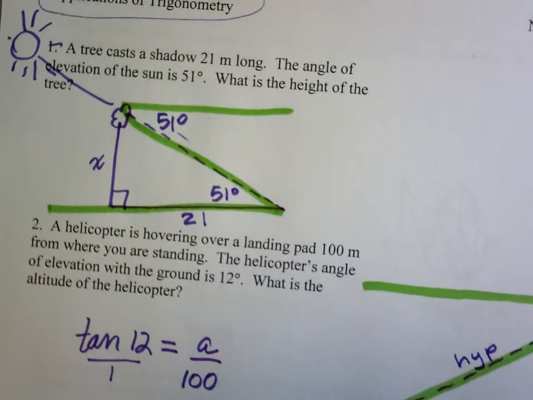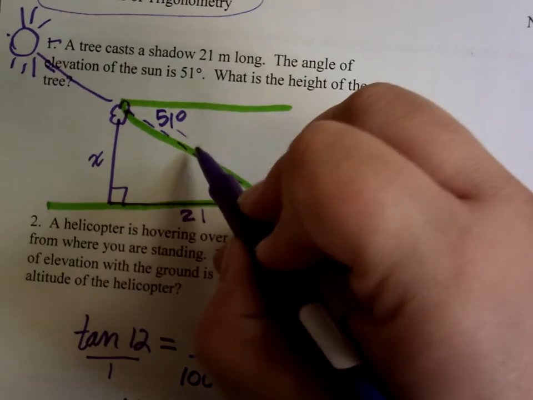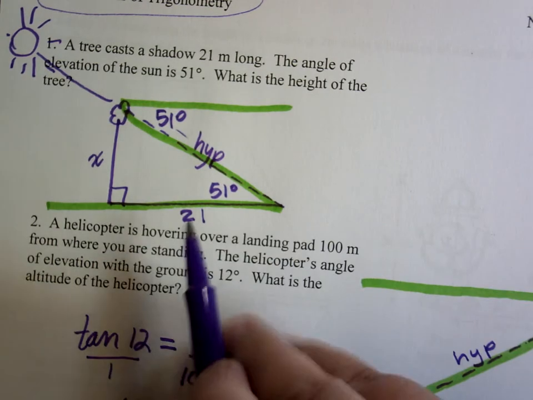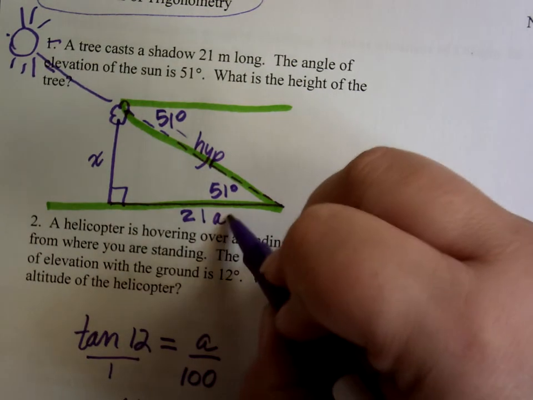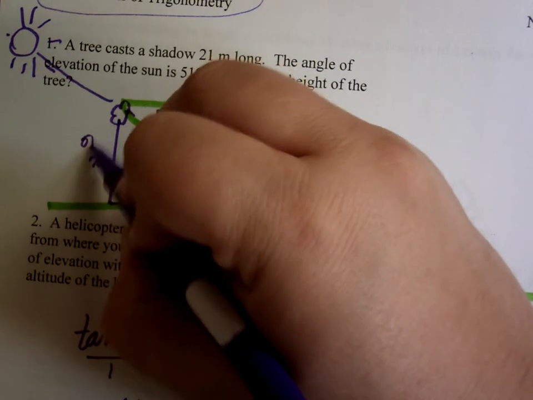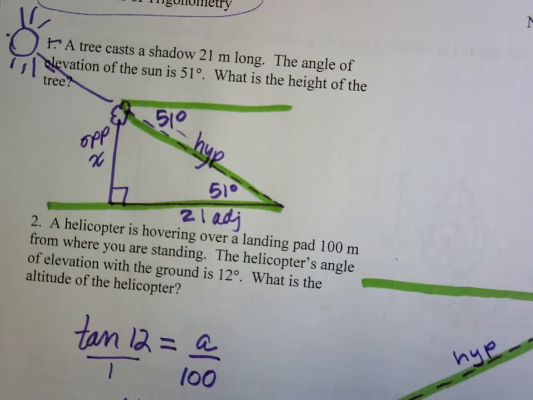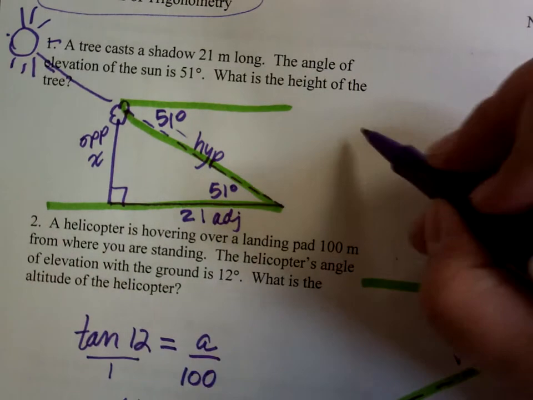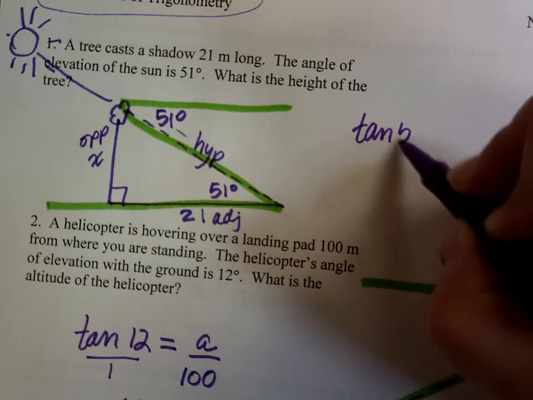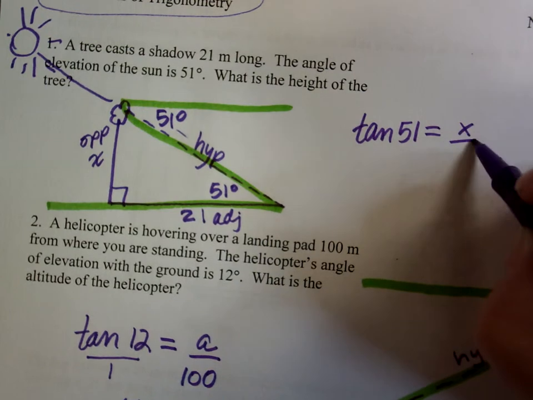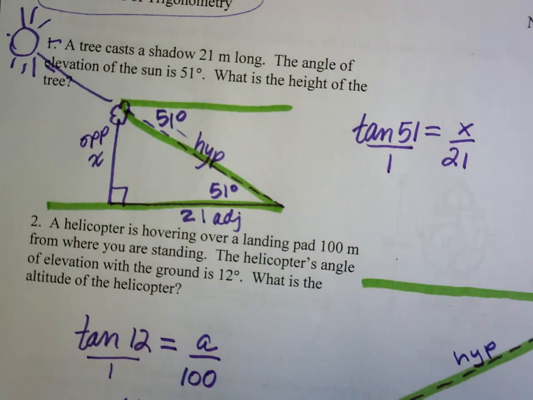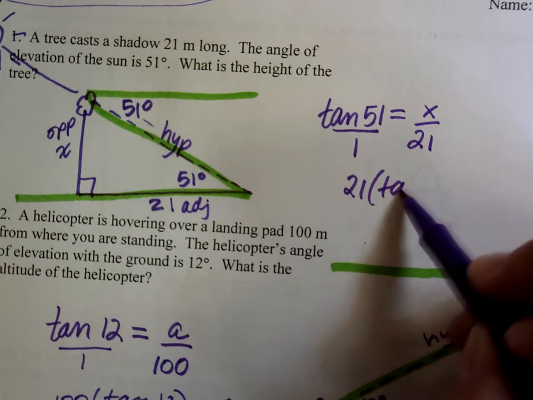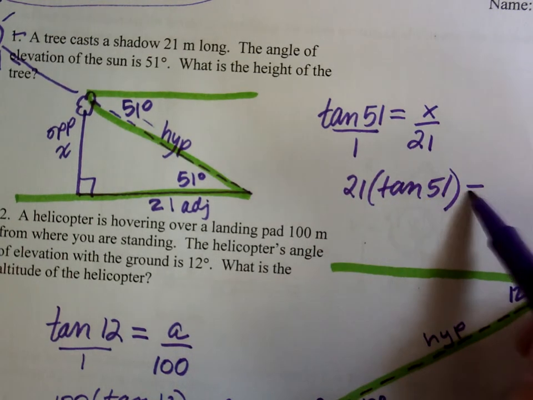Okay, so I have 51 degrees. This is like my line of sight. The diagonal line is my hypotenuse. This is the adjacent. And this is the opposite. Okay, so I'm working with the adjacent and the opposite, which is tan. Tan 51 equals opposite over adjacent. Cross multiply and you get 21 times tan 51 equals X.